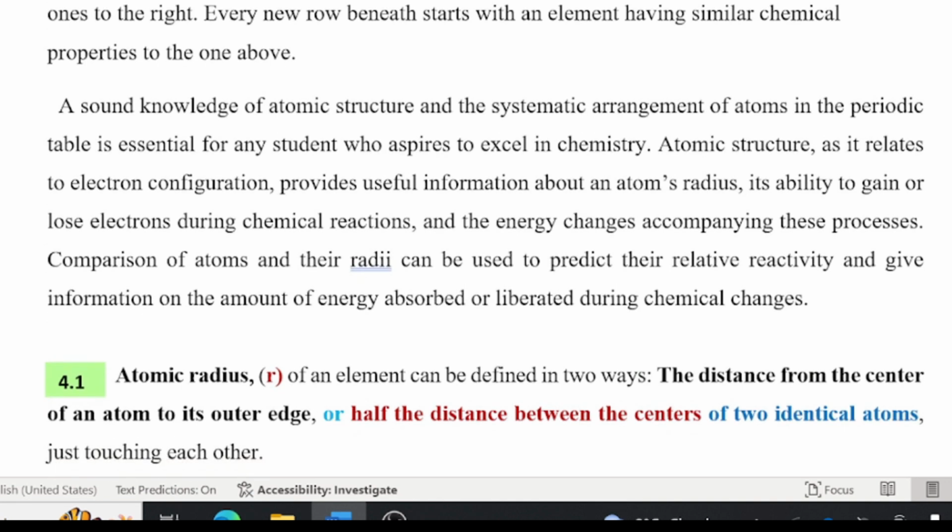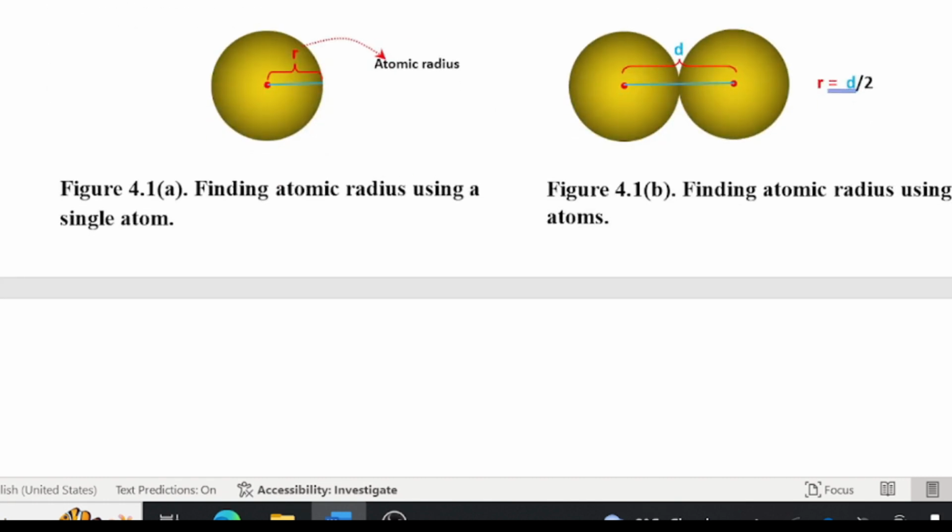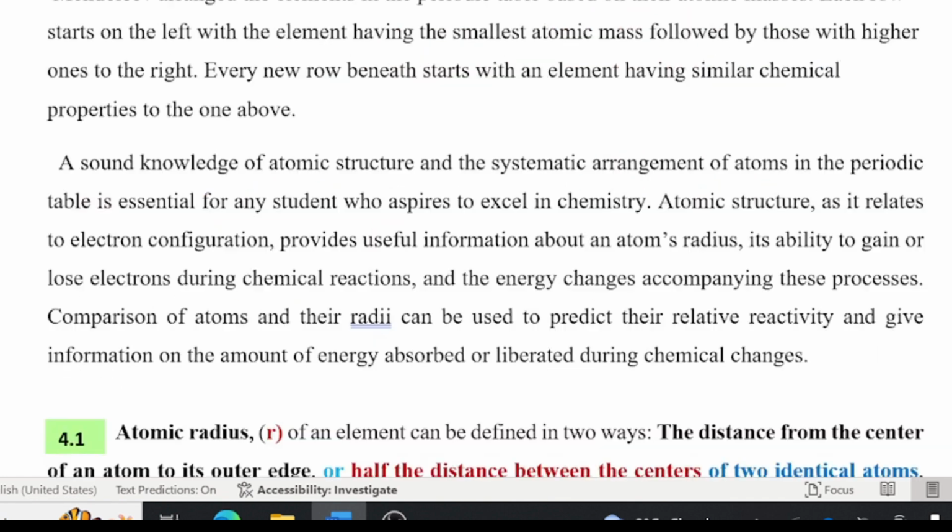Atomic structure, as it relates to electron configuration, provides useful information about an atom's radius, its ability to gain or lose electrons during chemical reactions, and the energy changes accompanying these processes. Comparison of the atoms and their radii can be used to predict the relative reactivity and give useful information on the amount of energy absorbed or liberated during chemical changes.